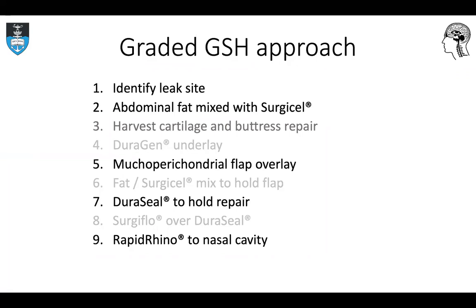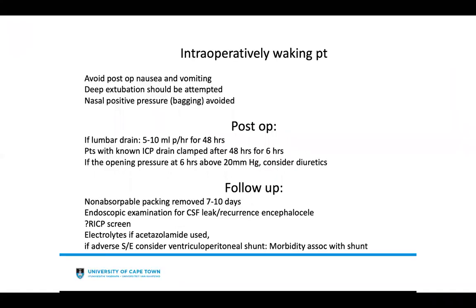Okay. So at GSH, we like a graded approach. We like to identify the site that has the leak. We will then put abdominal fat that's mixed with Surgicel. We will harvest cartilage and do a buttress repair. You may do a Duragen underlay. You might do a mucoperichondrial flap overlay. You might put some fat or Surgicel to try and hold it. You'll apply some Duraseal and then Surgiflo, and lastly, you'll apply Rapid Rhino to the nasal cavity.